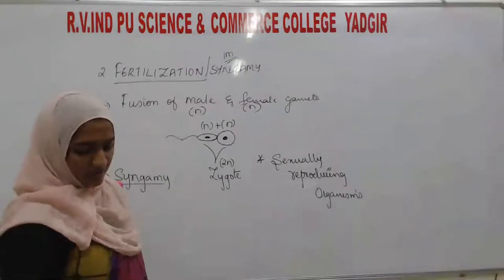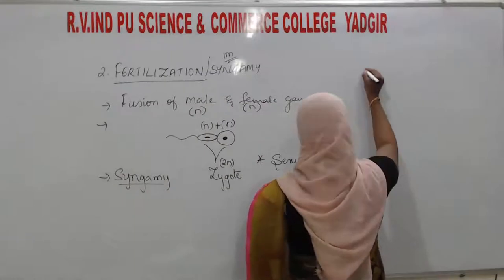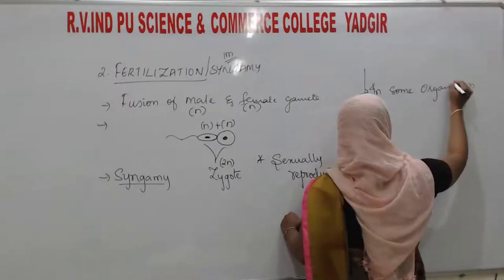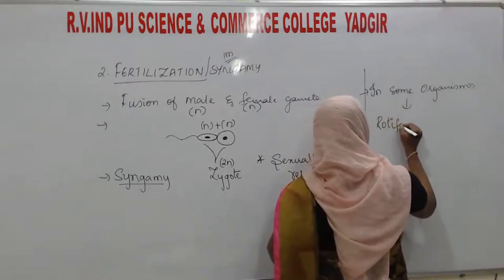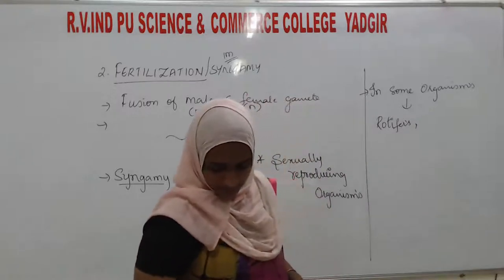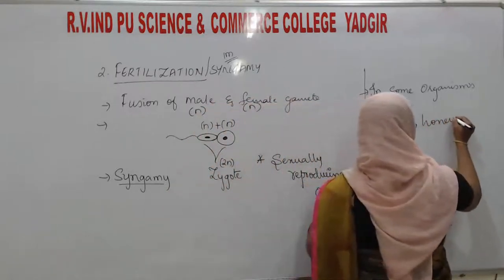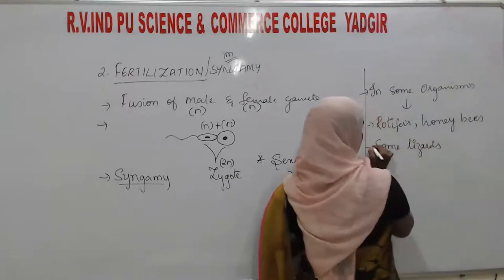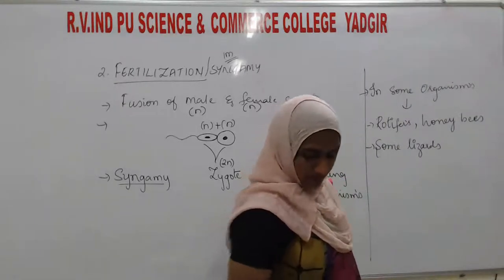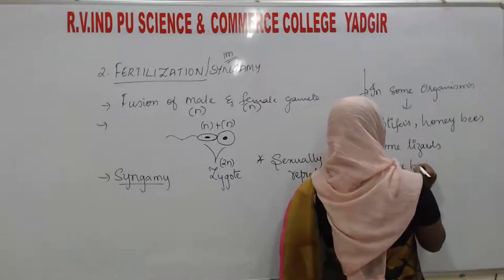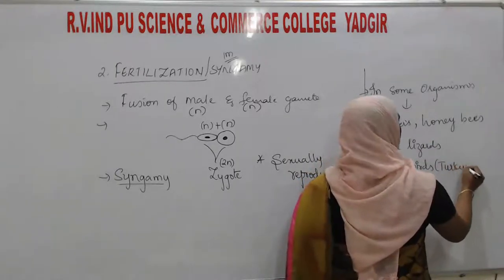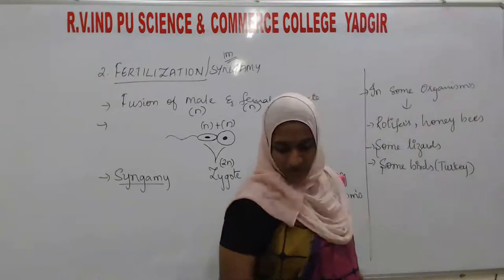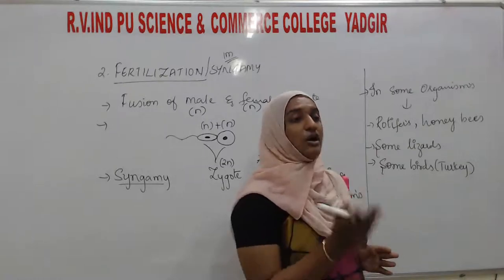Next, in some organisms like rotifers, honeybees, some lizards (not all, some), and in some birds like turkey, the female gamete undergoes development without fertilization.